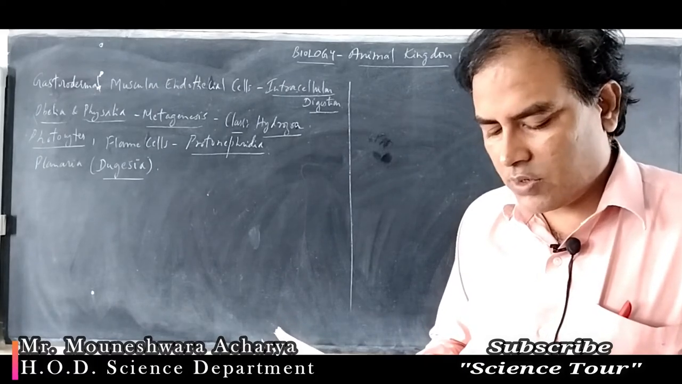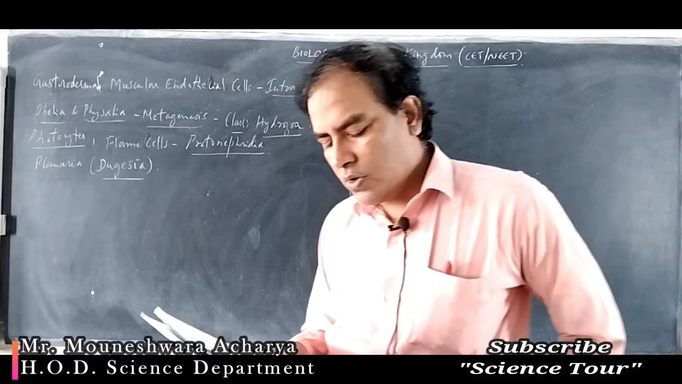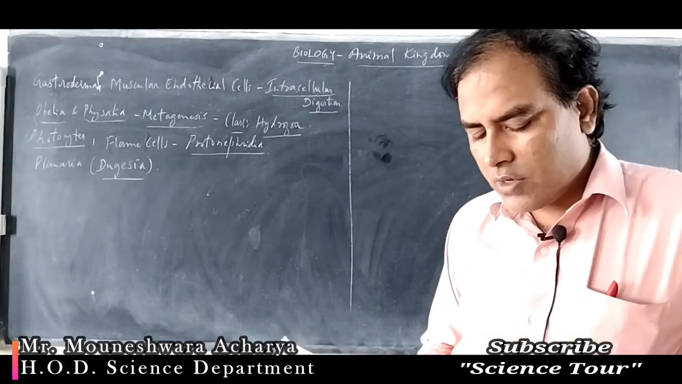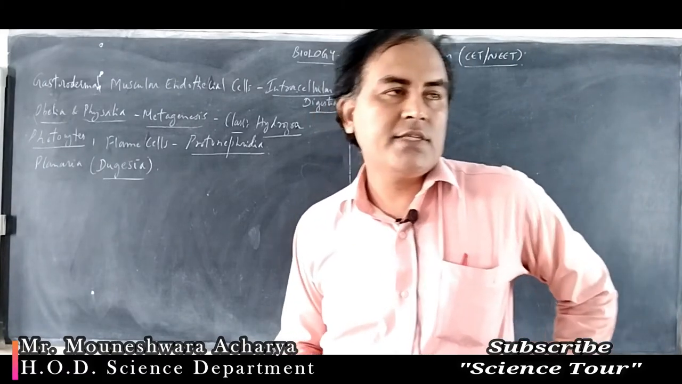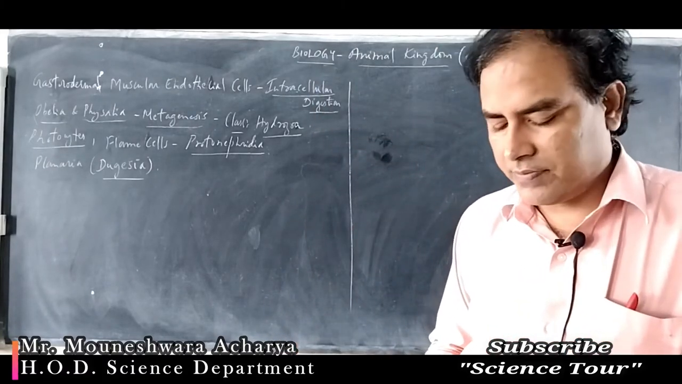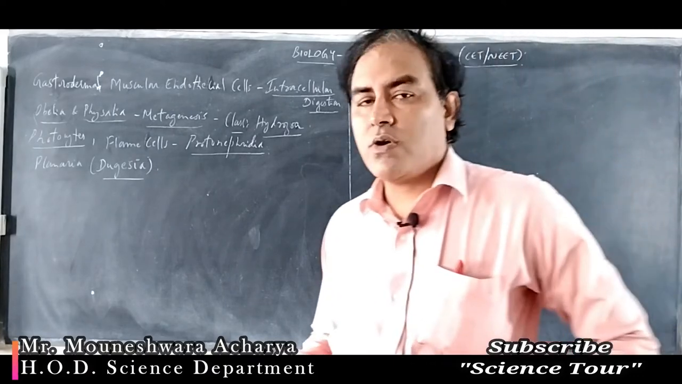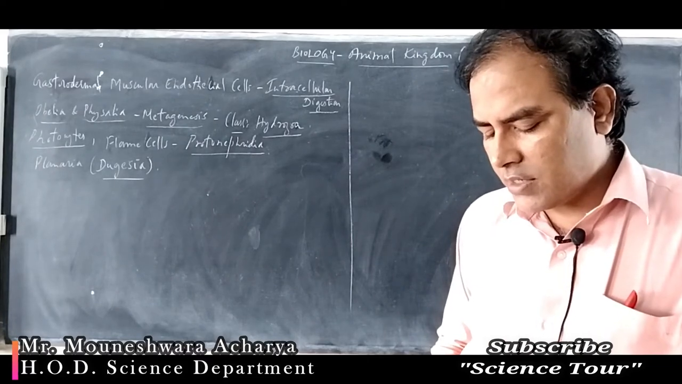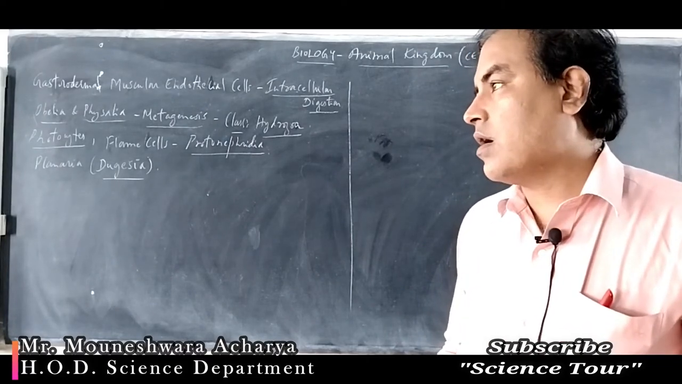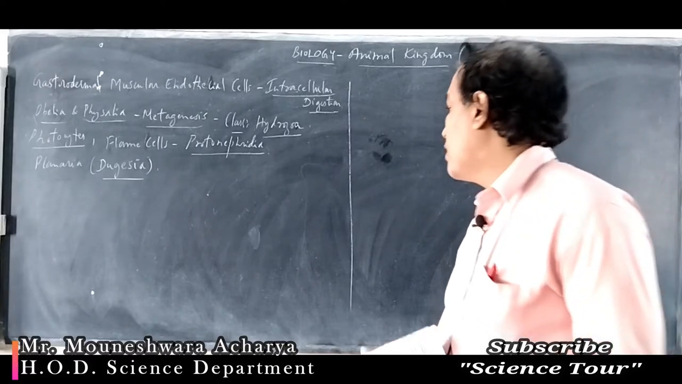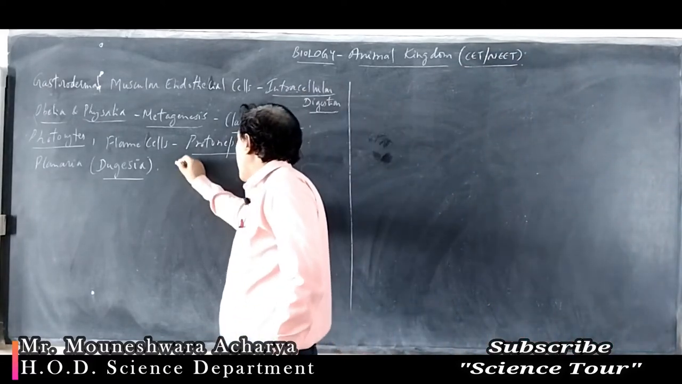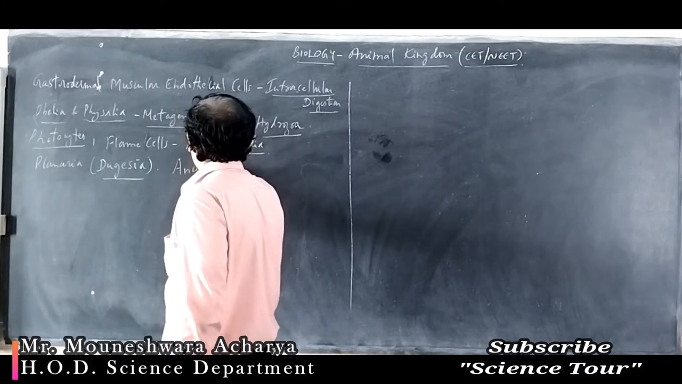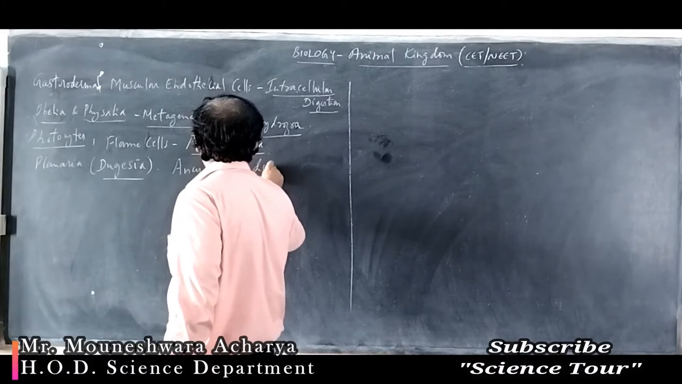Got my point? Okay. Question number 24. Hookworm is the common name of which? One, Wuchereria. No, Wuchereria is the scientific name of the filarial worm, which causes filariasis or elephantiasis. Hookworm is the common name of Ancylostoma duodenale.